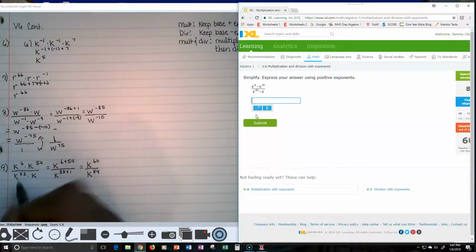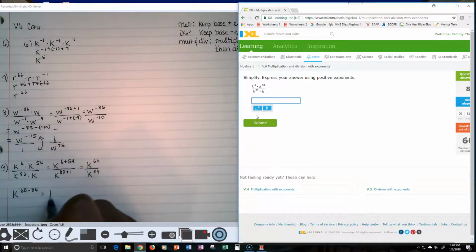Now when we do that, we end up with k to the 60th power minus 84. That gives us k to the negative 24, because 60 minus 84 would be negative 24, or you can flip those around and do 84 minus 60, which is 24, and the 24 gets the negative because 84 is the largest number and it's negative.